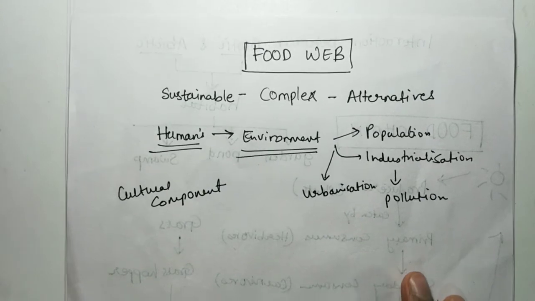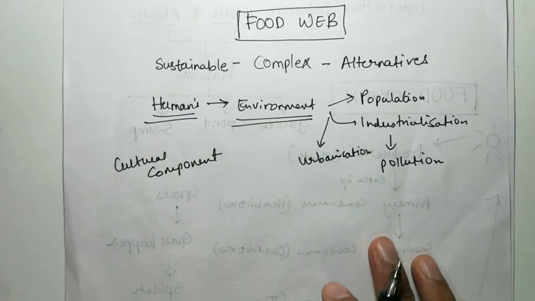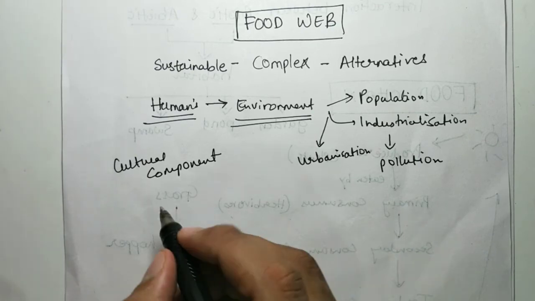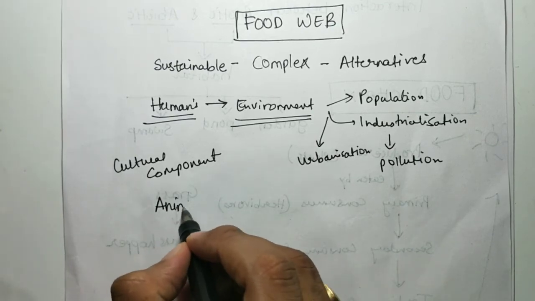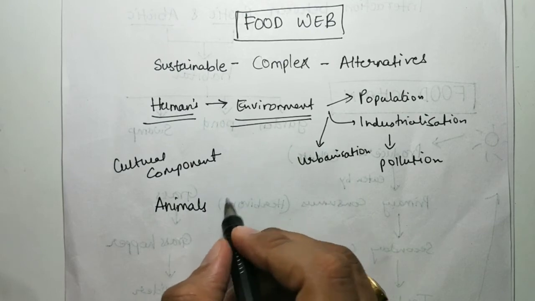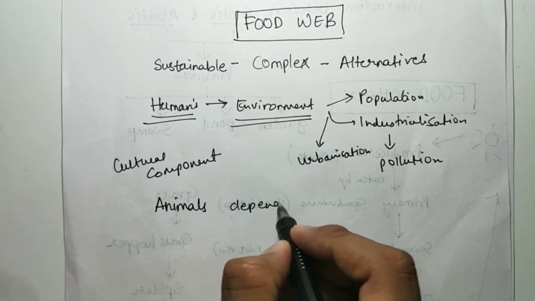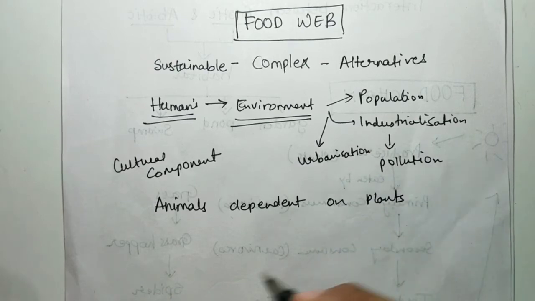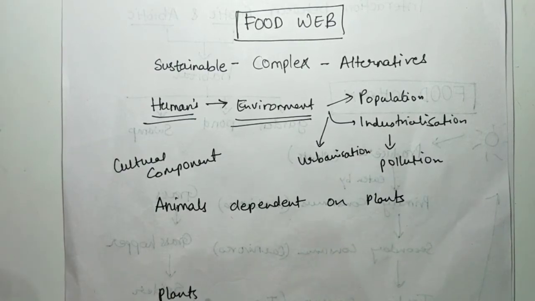Cultural component which affects the ecosystem. Okay, balance is very important. Now, animals are dependent on plants, and plants are also dependent on animals. How is that so?